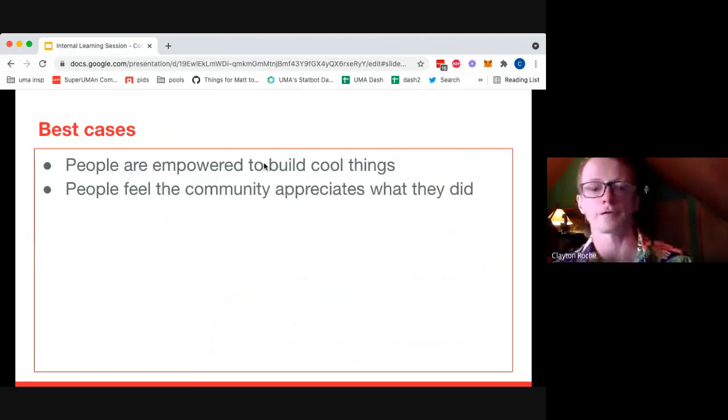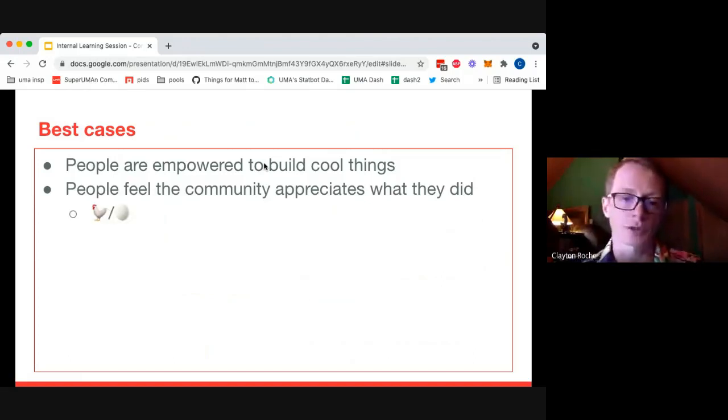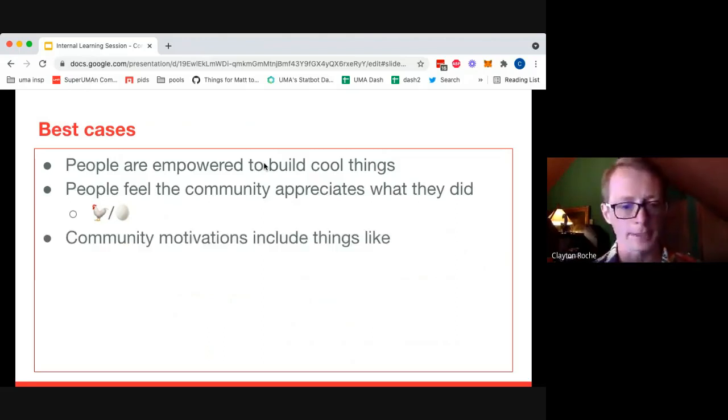People also feel that the community appreciates what they did. So of course, they need to have a community there to appreciate it. That is a bit of a chicken and the egg problem when you're starting a new community. Essentially, it's hard to get people to do cool stuff unless someone's going to appreciate it. It's hard to build that appreciative community unless people are building cool stuff. And I will come back to that in a minute, that problem, that dilemma.